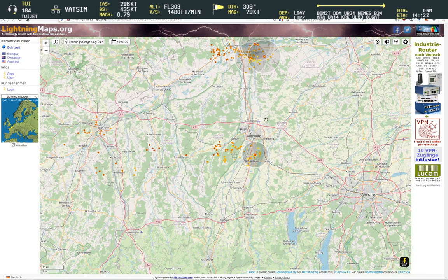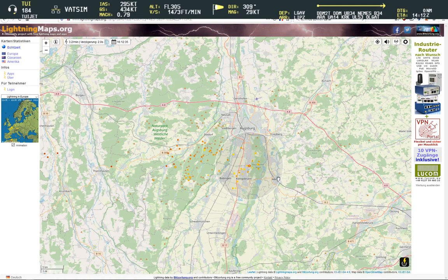So here is then Gewitter in Augsburg. Okay. Kann man sogar die Schallwelle sehen. Too many things at once.